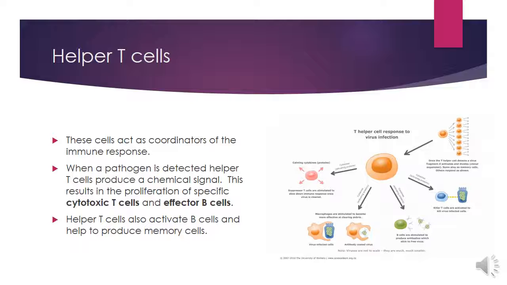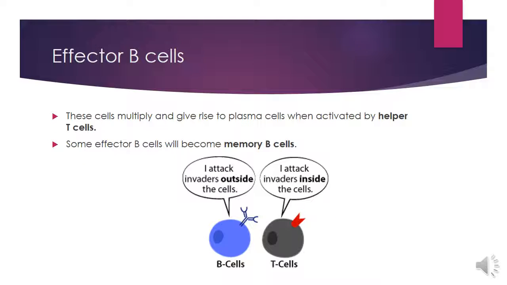Okay, and it also helps produce memory cells. The effector B cells, these cells will give rise to what are called plasma cells. Again, activation by the helper T cells. Some effector B cells will become memory cells. Those are the ones that remember things for years and years and years. Like when you get a vaccine, it's those memory B cells that help us mount a defense against that.